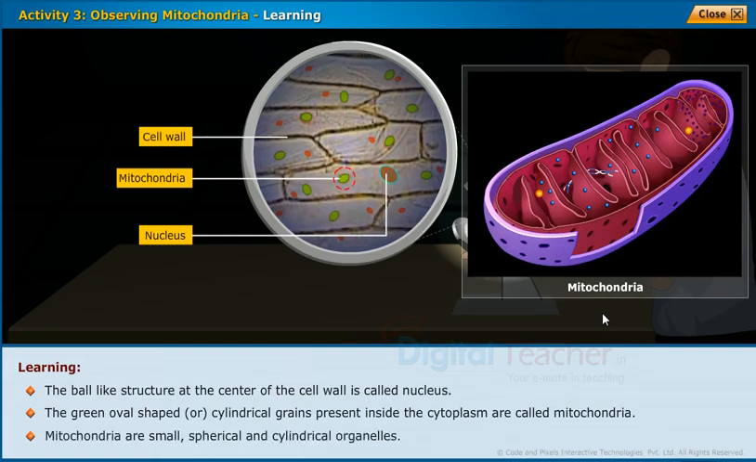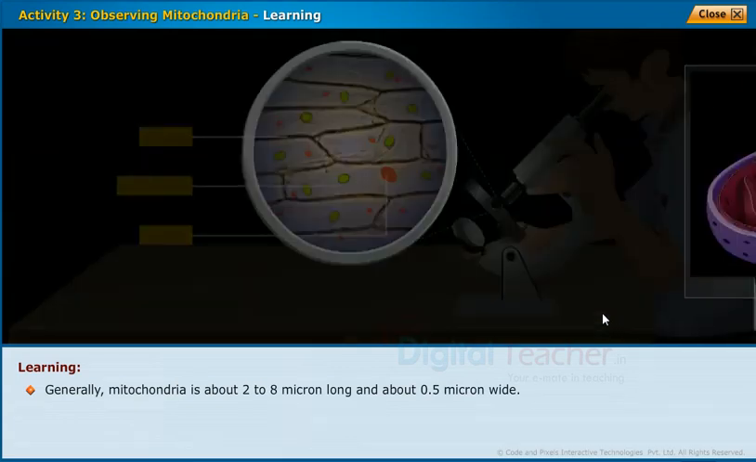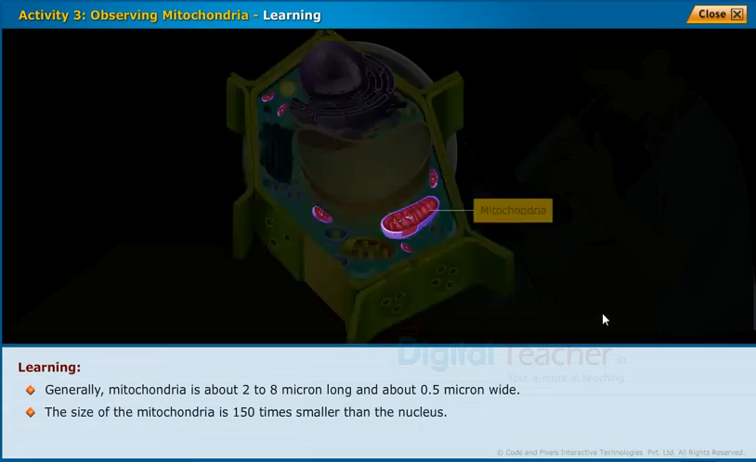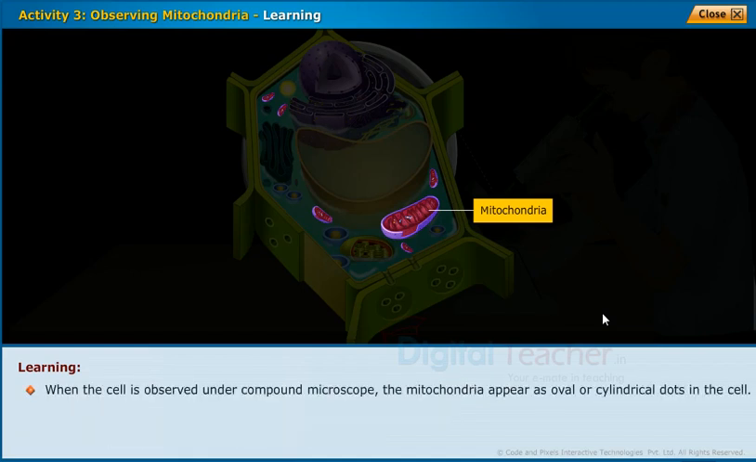Mitochondria are small, spherical, and cylindrical organelles. Generally, mitochondria are about 2 to 8 microns long and about 0.5 micron wide. The size of the mitochondria is 150 times smaller than the nucleus. In each cell, there are about 100 to 150 mitochondria. When the cell is observed under a compound microscope, the mitochondria appear as oval or cylindrical dots in the cell.